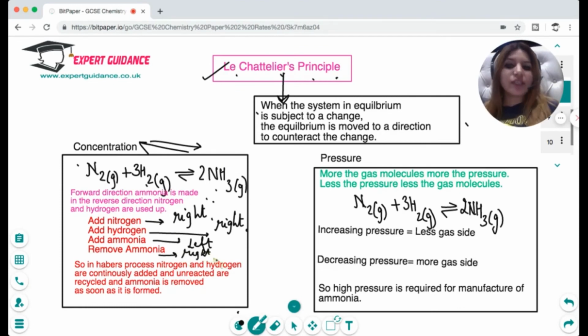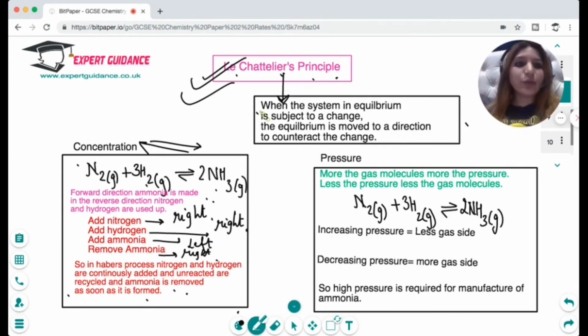So in Haber's process, nitrogen and hydrogen are continuously added and unreacted ones are recycled, and ammonia is removed as soon as it is formed, so that we always have the reaction shifted towards right and a higher yield of ammonia. Okay, so remember this principle, and if you do the question exactly the way I'm telling, you will never ever make a mistake. So see what factor we are changing, and then what is the counter of that factor and which direction it is happening.